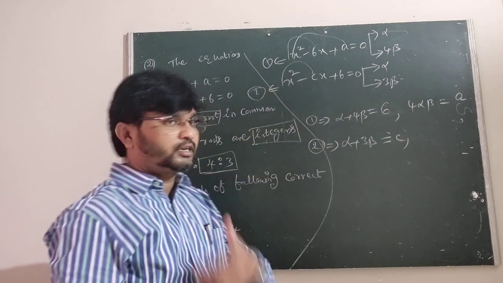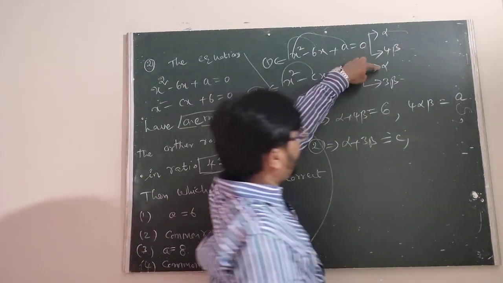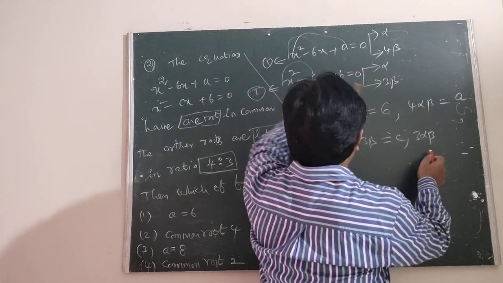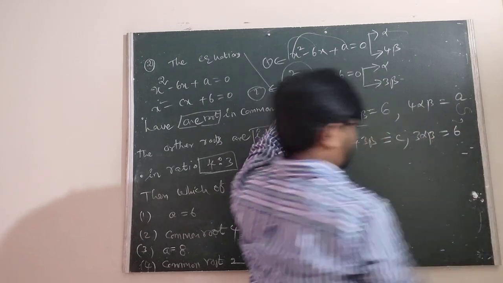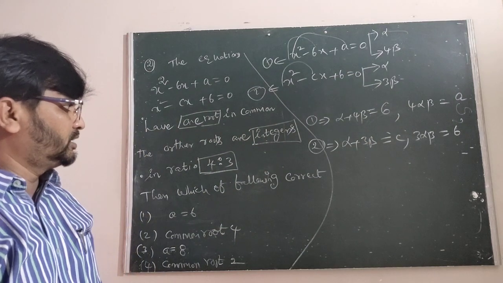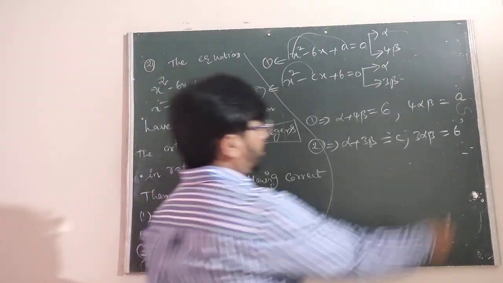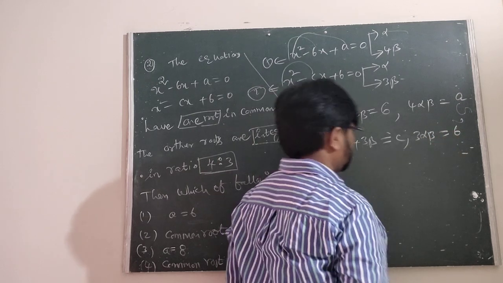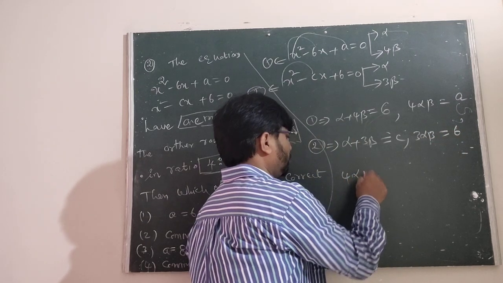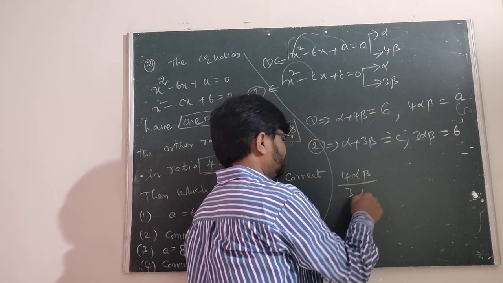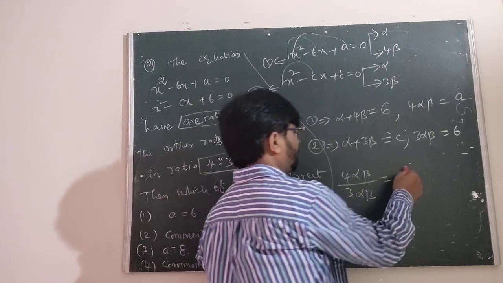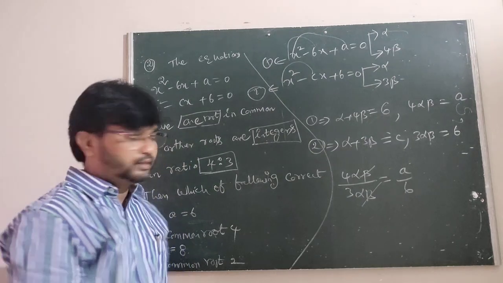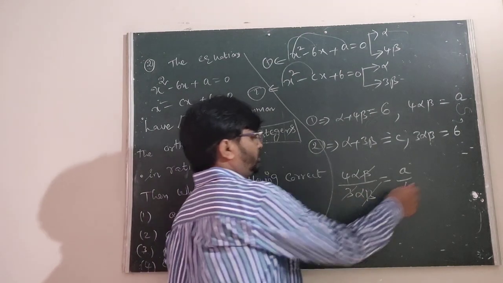Now the product of the roots: alpha into 3 beta, that is 3 alpha beta, equal to 6. Here 4 alpha beta is a, and 3 alpha beta is 6. After division, 4 alpha beta by 3 alpha beta equals a by 6. Alpha beta cancels, and 3 ones are 3, 3 twos are 6.